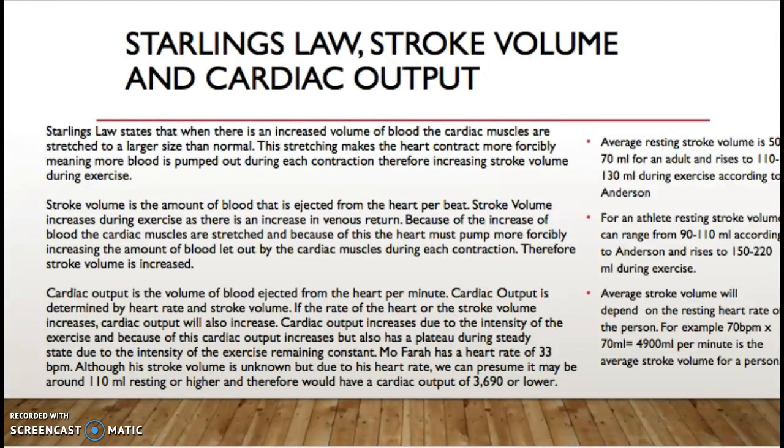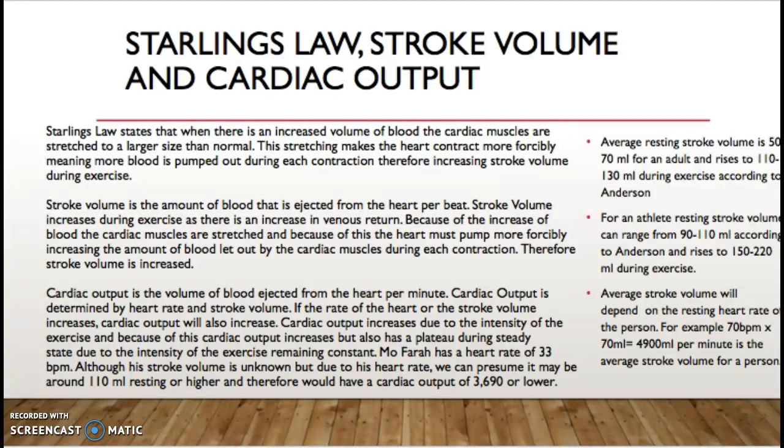Starling's law, stroke volume, and cardiac output. Starling's law states that when there is an increased volume of blood, the cardiac muscles are stretched to a larger size than normal. This stretching makes the heart contract more forcibly, meaning more blood is pumped out during each contraction, therefore increasing stroke volume.